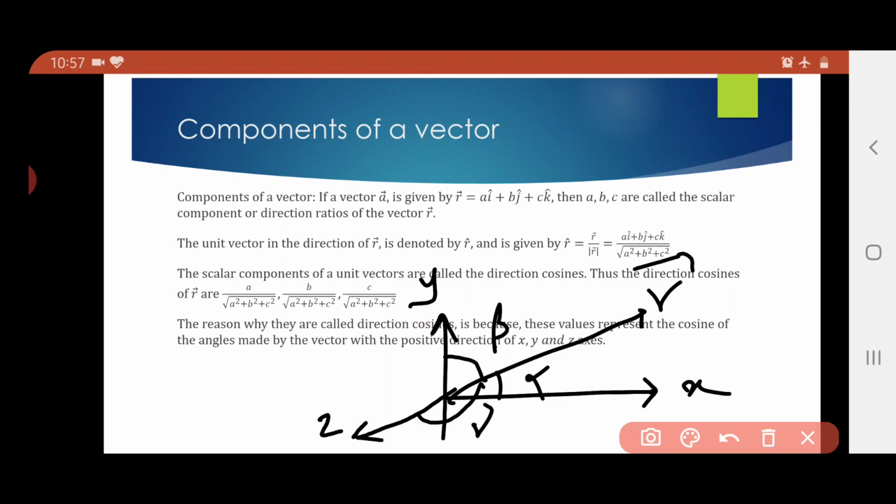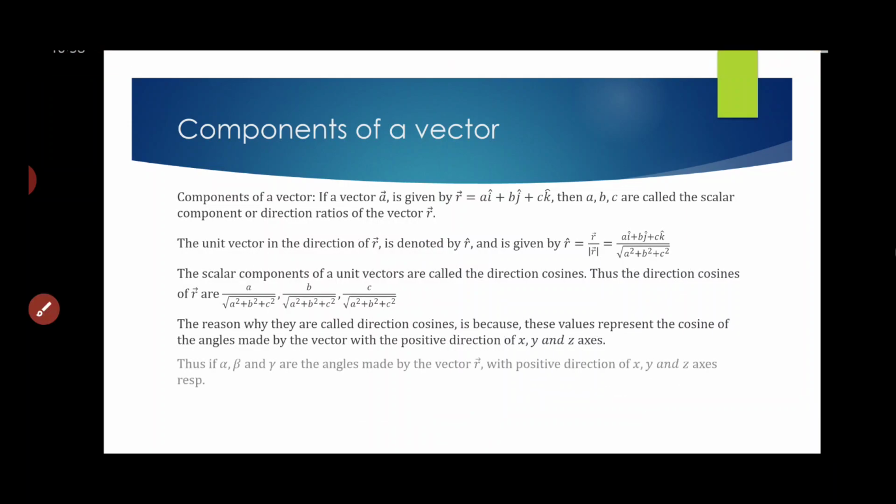For that you need to have a 3D model to understand, but I hope it is clear to you how this third angle is coming. Now if these angles alpha, beta, gamma are made by the vector along the positive direction of the x, y and z axes, then these particular values are basically the cosines of these angles. How? This is how it happens.